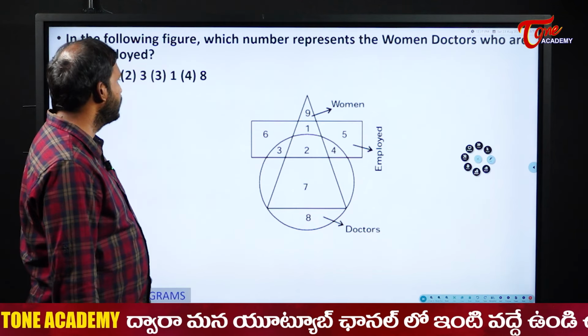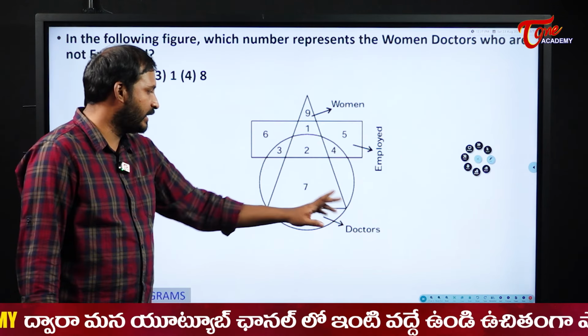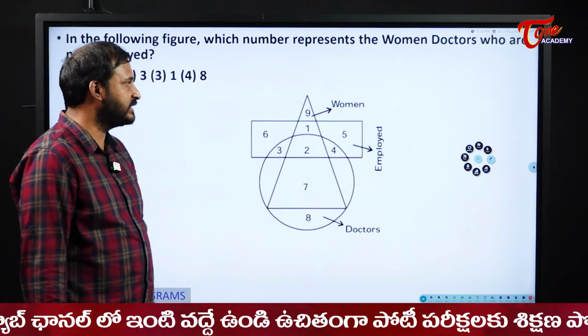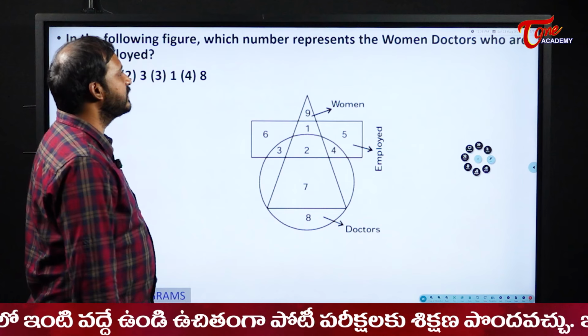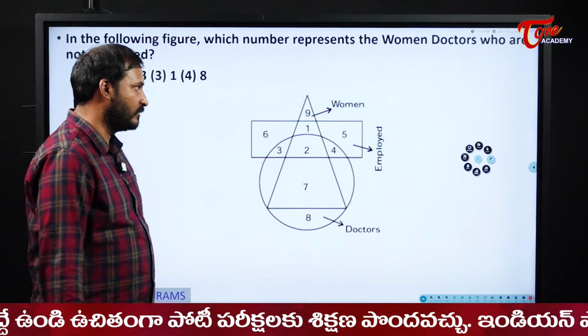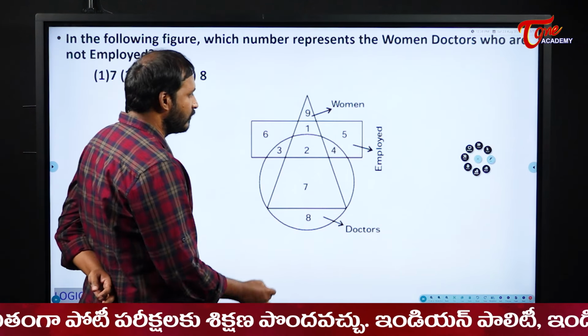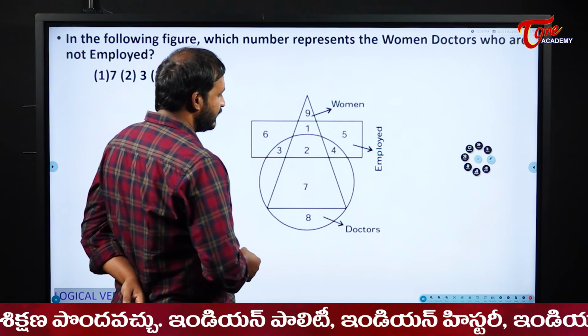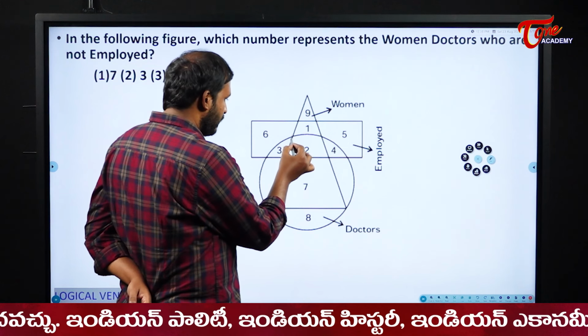Next one. See here, employee, women and doctors. Circle is doctors, rectangle is employee, triangle is women. Now, which number represents the women doctors who are not employed? Women and doctor, I should have the intersection. Where is the circle and triangle intersection? This is the portion, right?